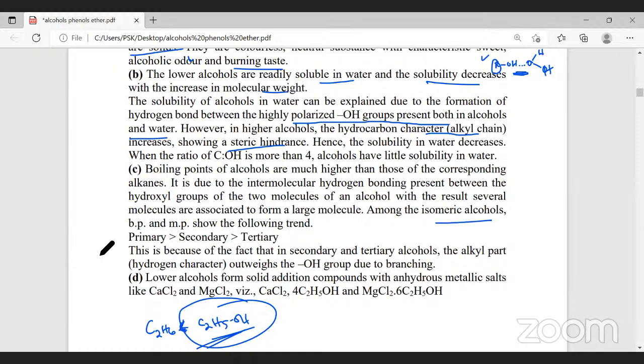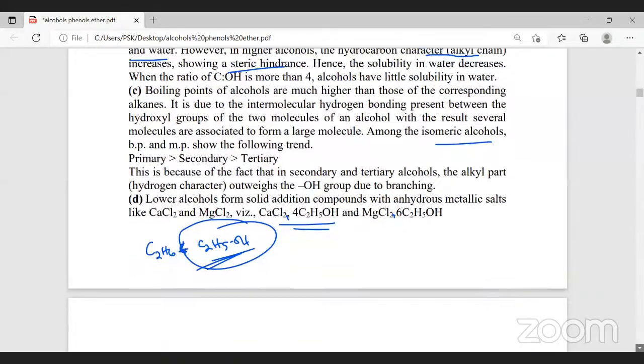Among the isomeric alcohols, primary alcohol has a higher melting point and boiling point compared to secondary and tertiary. This is because in secondary and tertiary alcohols, the alkyl part outweighs the OH group due to branching. Lower alcohols form solid addition compounds with anhydrous metallic salts like calcium chloride and magnesium chloride. So lower alcohols will react with calcium chloride and magnesium chloride to form CaCl2 dot 4C2H5OH, MgCl2 dot C2H5OH. These are the physical properties.